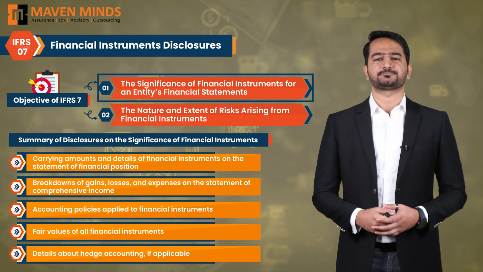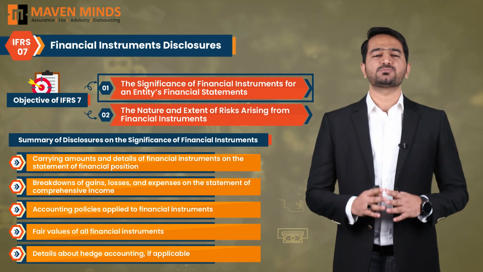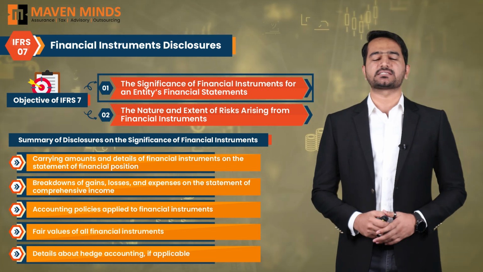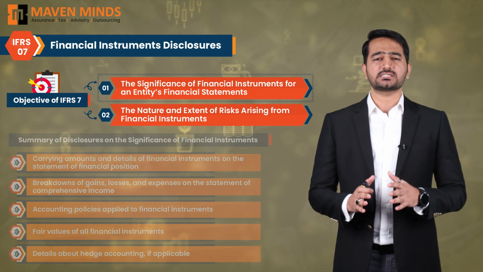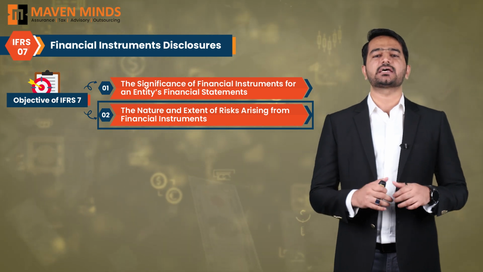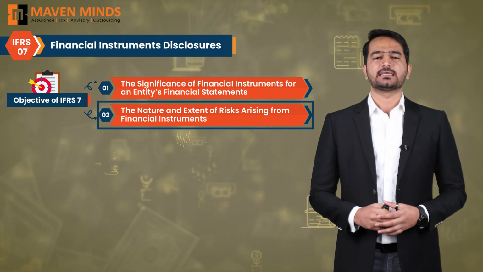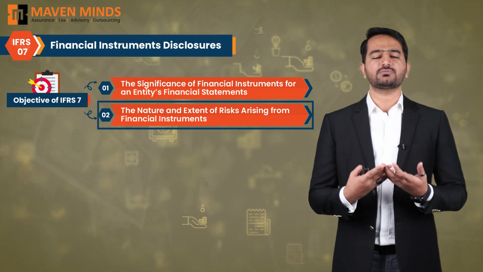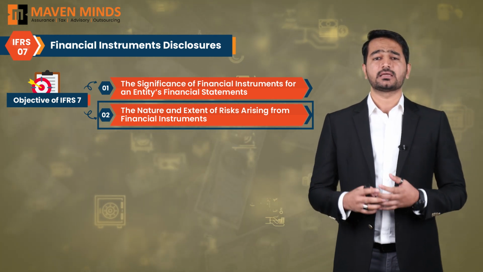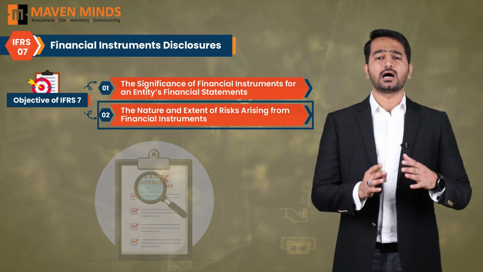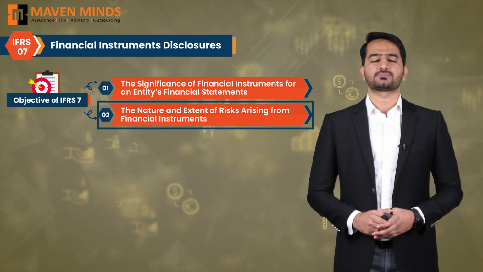Alright my friends, let's move on to the second category of disclosures required under IFRS 7. The disclosures related to the nature and extent of risk arising from the financial instrument. These disclosures are crucial for helping users of the financial statement understand the risk your company is exposed to and how those risks are being managed.